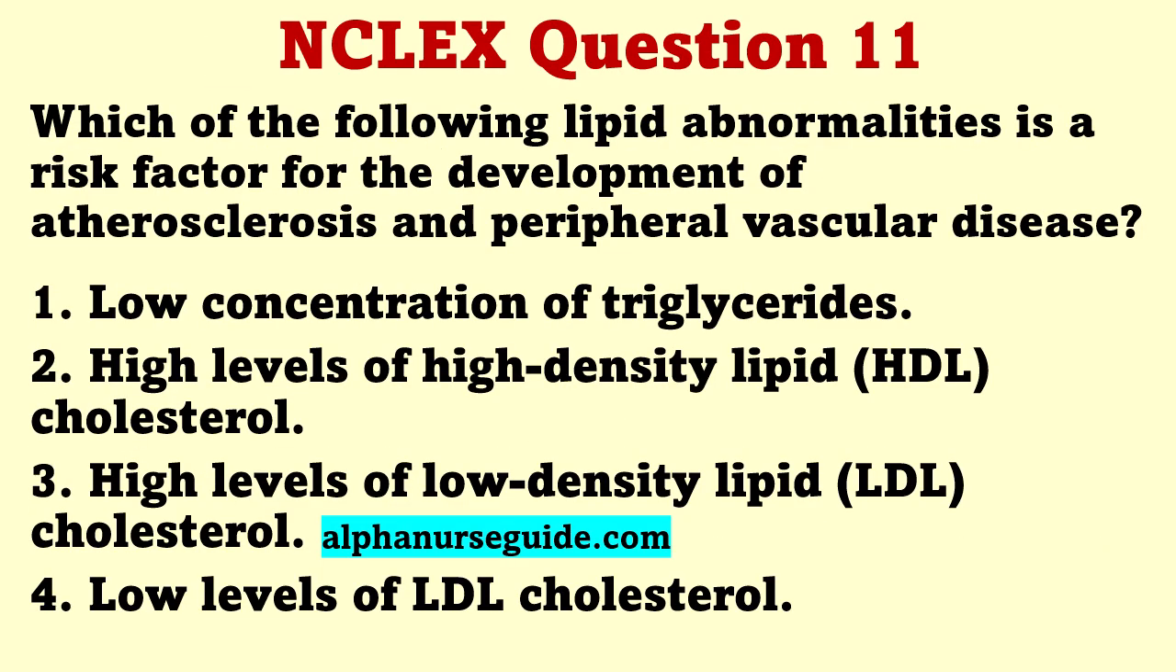Which of the following lipid abnormalities is a risk factor for the development of atherosclerosis and peripheral vascular disease? 1. Low concentration of triglycerides. 2. High levels of high-density lipid cholesterol. 3. High levels of low-density lipid cholesterol. 4. Low levels of LDL cholesterol. The correct answer is 3.